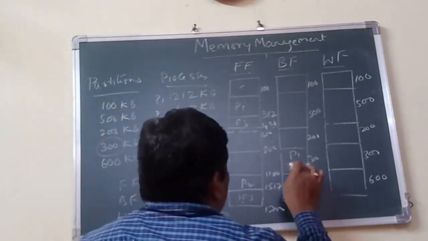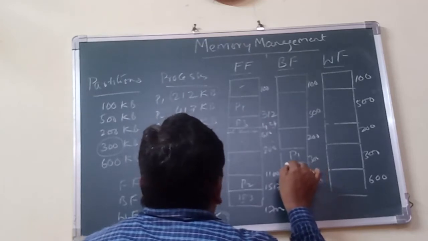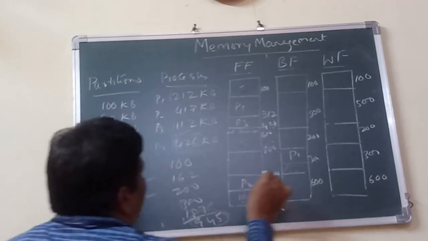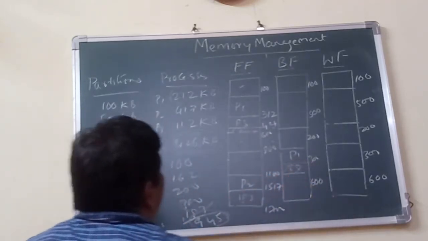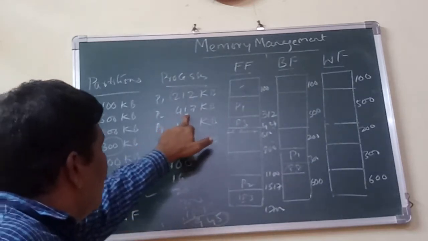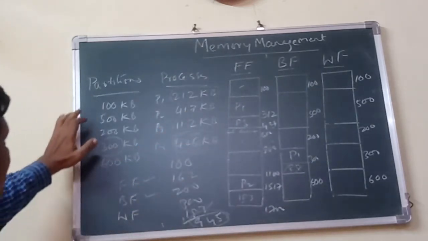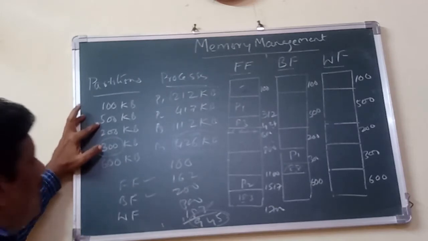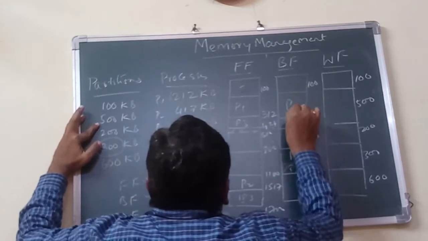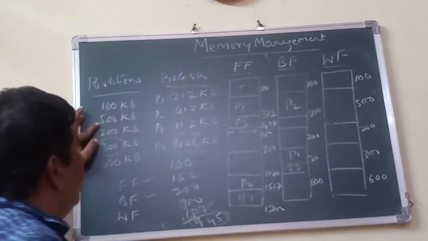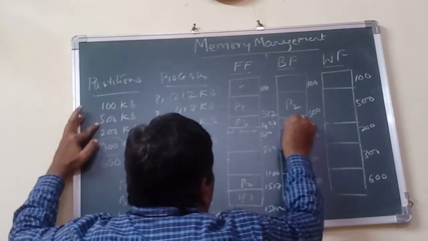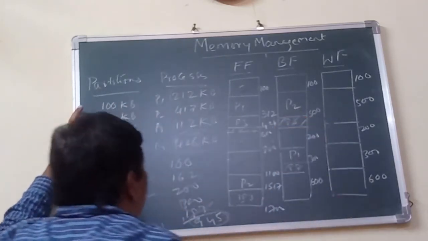So 300 minus 212, it is 88, right? 88 kilobytes of memory is still there, right? And then for 417, which is the best partition, it is 500, right? So out of 500, we accommodate P2 here. So 500 minus 417, it is around 83. 83 kilobytes of memory is still free.